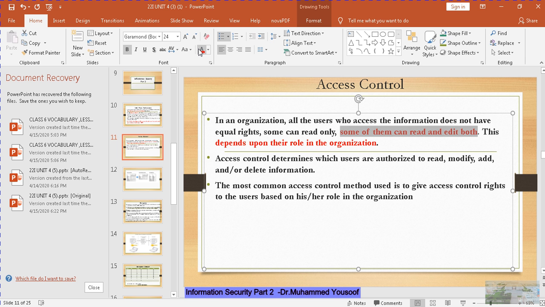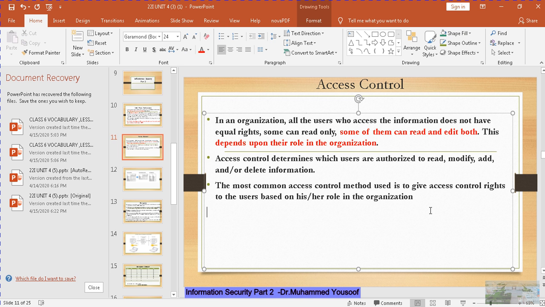Also, there are some people who are in higher-level jobs, because the role of the job is different. So what do they do? They can delete, and they can add new information if they want. These types of things they can also do. So what is access control? Access control determines which users can read, modify, add or delete information.